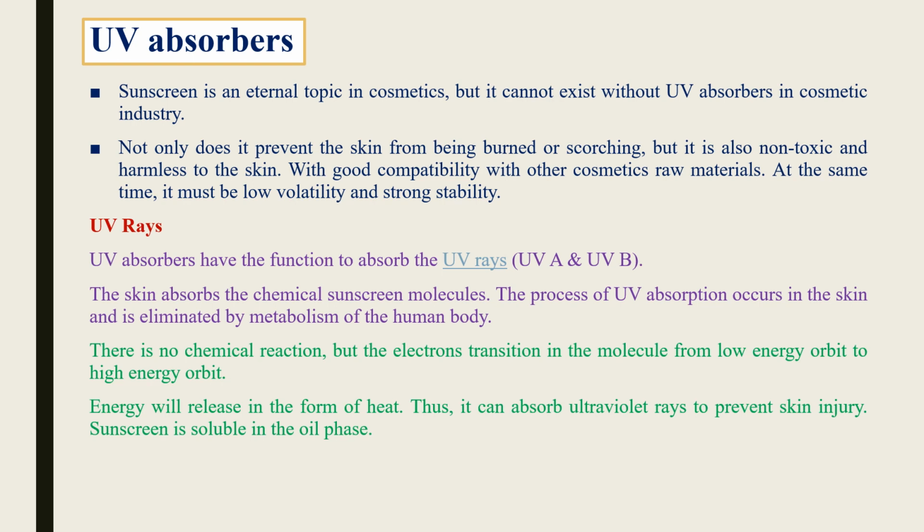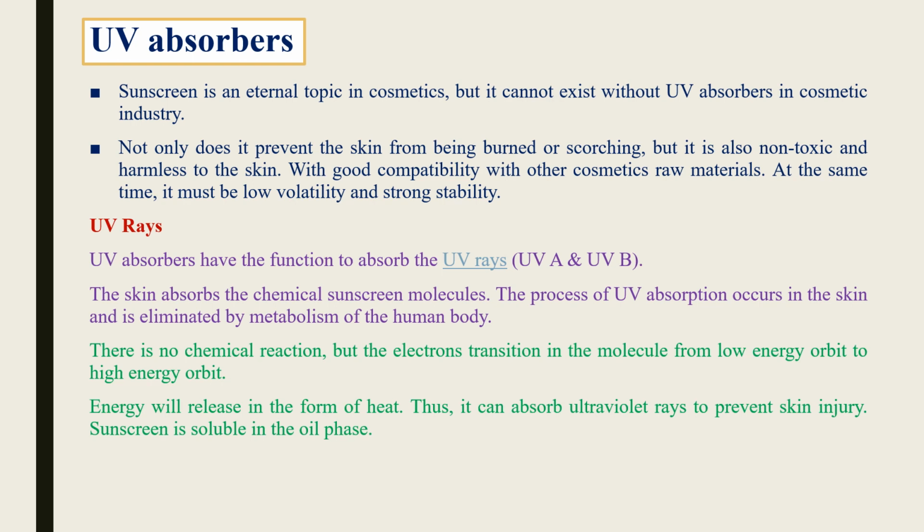So what will be the work of the UV absorbers? UV absorbers have the function to absorb UV rays, whether it will be A or B. And the skin absorbs the chemical sunscreen molecules, and the process of this whole UV absorption occurs in the skin, which can be helpful to eliminate by metabolism of the human body.